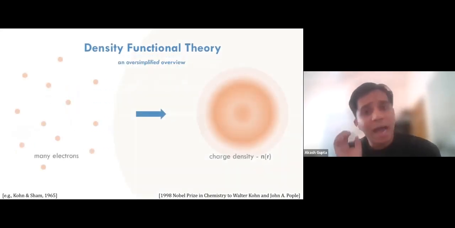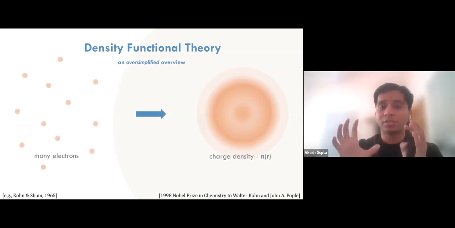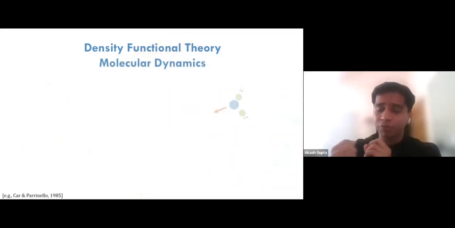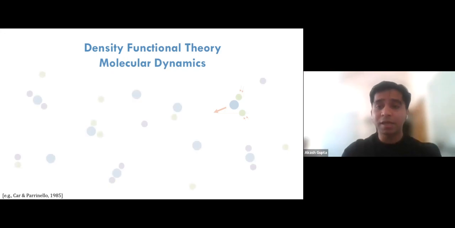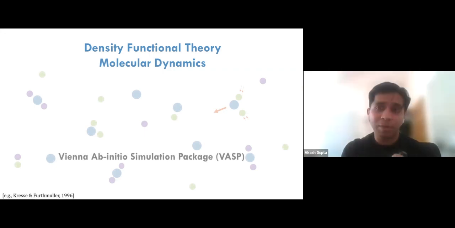In a very crude way, the idea behind this theory is that you describe a many-electron system using a charge density which encapsulates the quantum interaction between the electrons. So once you are able to figure out the energy of a system in this manner, you can then figure out what the forces are that are acting on the system, and you can then simulate an atomic system. And to go about it, we basically use the Vienna ab initio simulation package.